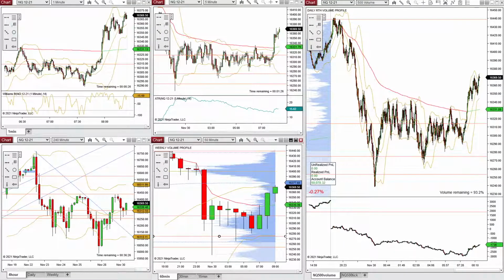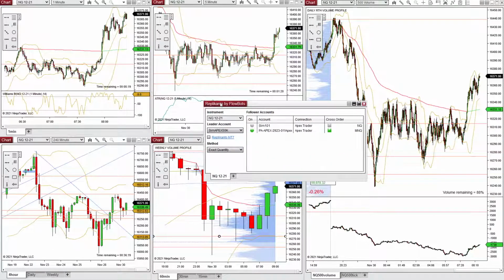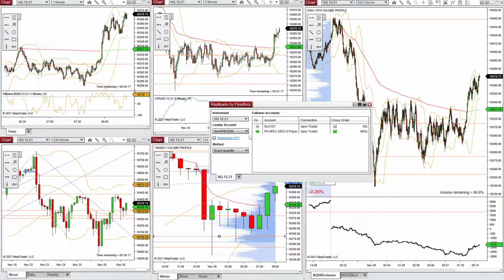But I've got this Replicanto thing. I don't know how you pronounce it. Replicanto? I don't know. This is what I was using yesterday. I can do a leader account on my Sim Apex. This is the simulated account, so this is the one that I'll trade off on the screen here.